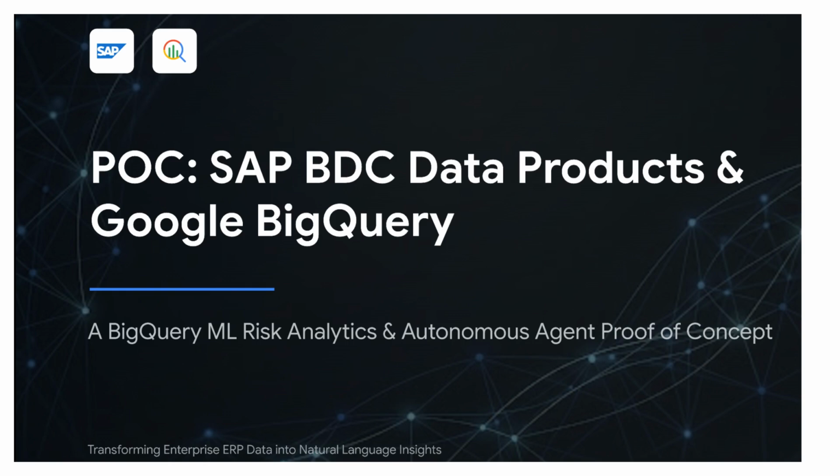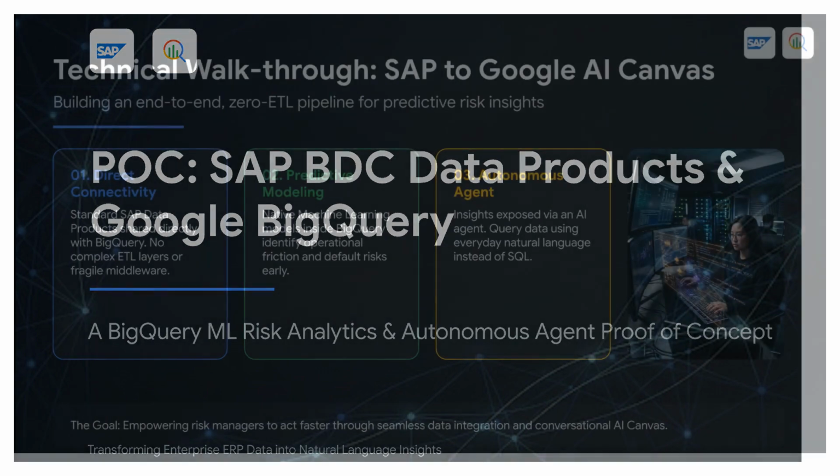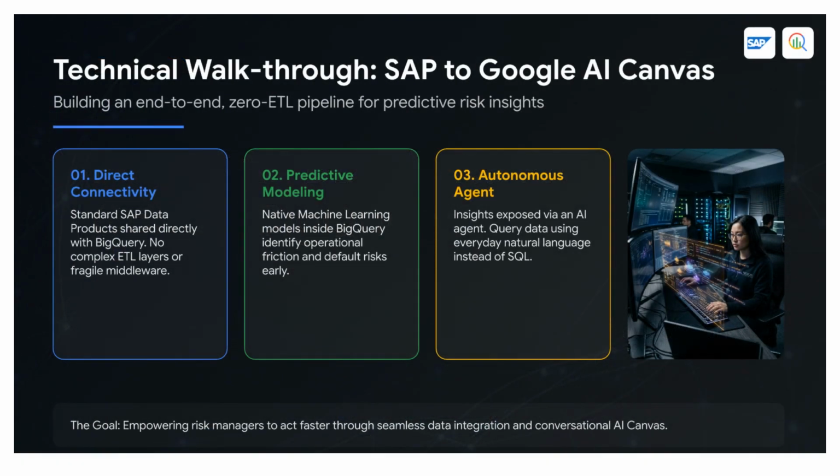Today, we are looking at a proof of concept that connects SAP Business Data Cloud data products directly to BigQuery and allows Gemini to use this data. In this video, you will see how we built an end-to-end Zero-ETL pipeline.